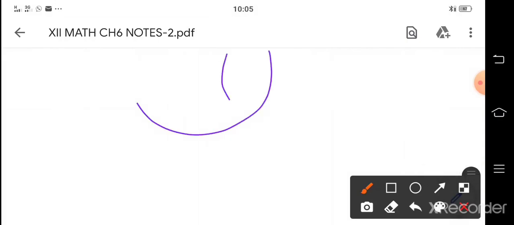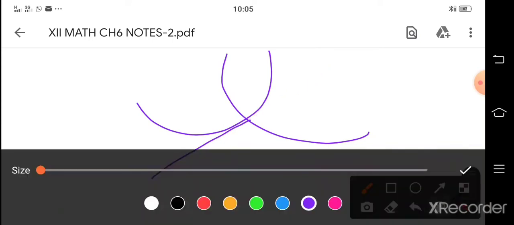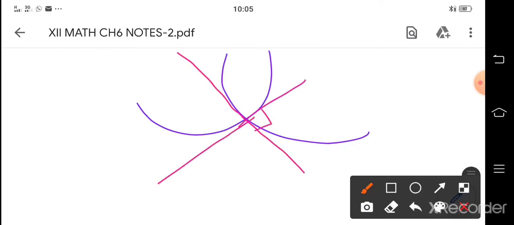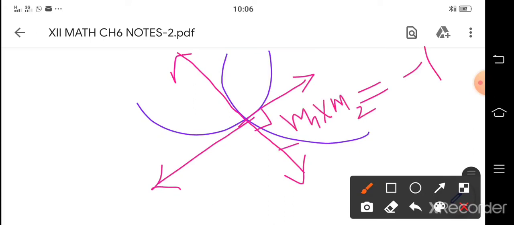There are two curves meeting at 90 degrees. That means at the point of intersection, if you draw the tangents, they meet at 90 degrees. So the slope of tangent 1 into the slope of tangent 2 will be equal to minus 1. The product of the slopes, m1 into m2, is minus 1. So that's what I did here.